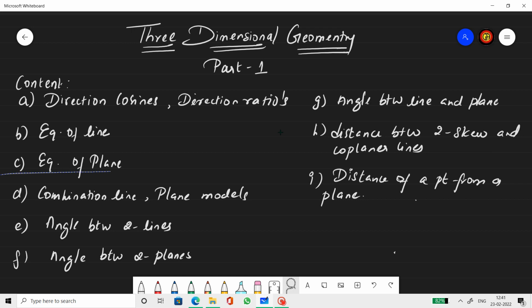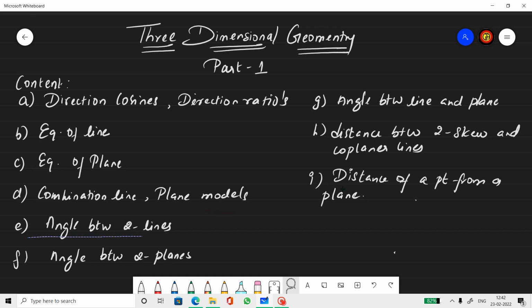The third exercise is the equation of plane. Just like the equation of a line, the equation of a plane also has some conditions, and based on that we find the equation of the plane. Then we have the combination of lines and planes: a situation where lines and planes are given and we need to find something out of that. This would be a major part of your miscellaneous exercise.